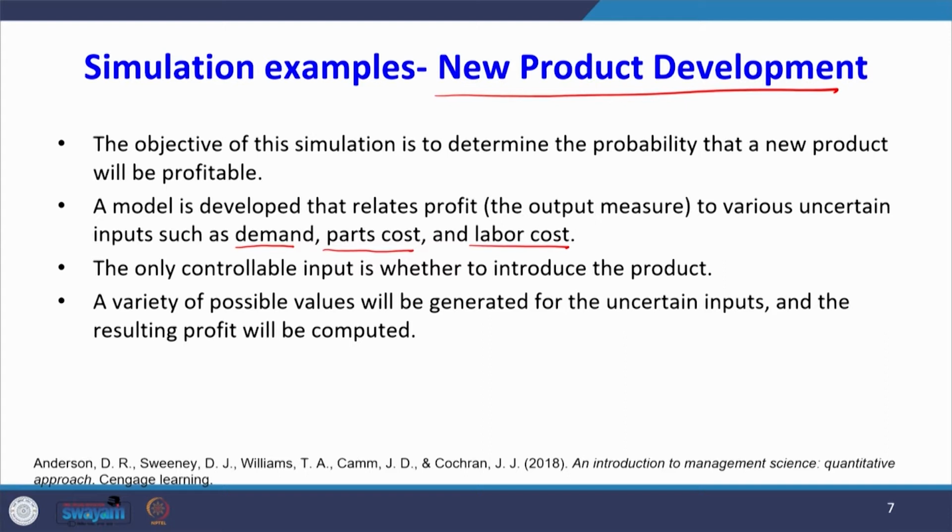The only controllable input is whether to introduce the product or not. This decision of whether we should introduce the product or not is our controllable input. What are the uncontrollable inputs? Demand, part cost and labor cost. So, a variety of possible values will be generated for the uncertain inputs, that is demand, part cost and labor cost, and the resulting profit will be computed.